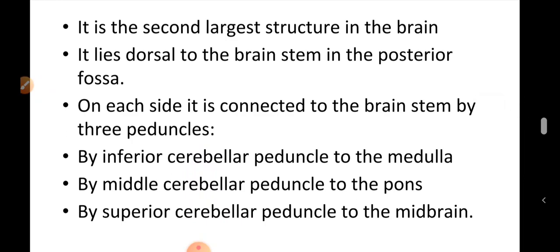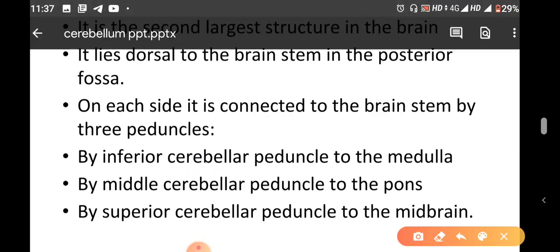And the cerebellum is connected to the brainstem by three different peduncles. So we have an inferior cerebellar peduncle, which connects the cerebellum to the medulla. Then the middle cerebellar peduncle, which connects the cerebellum to the pons, and the superior cerebellar peduncle, which connects the cerebellum to the midbrain. And all the afferents and the efferents going to or coming out from the cerebellum go through these peduncles, that is inferior cerebellar peduncle, middle cerebellar peduncle and superior cerebellar peduncle.